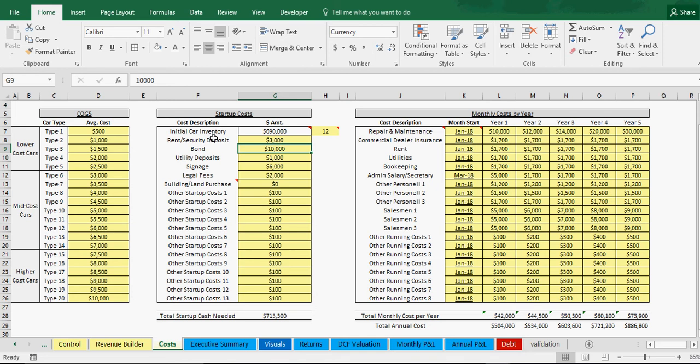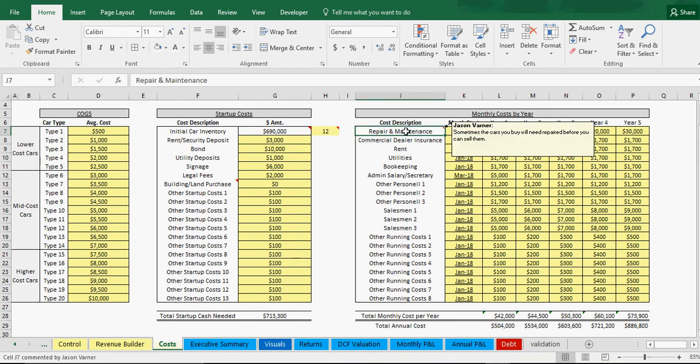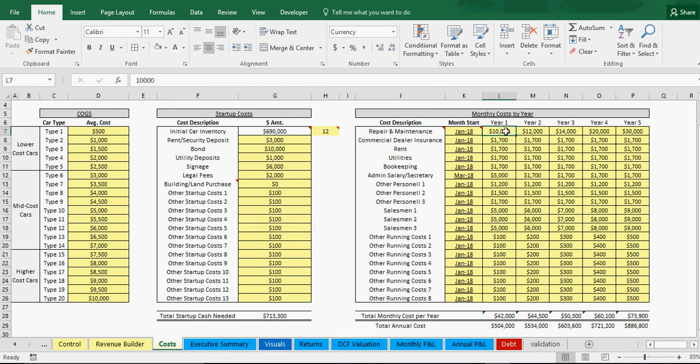So those are the startup costs. Then we have our running costs. So this is if you've got to run the thing, you've got to keep the lights on. You've got repair and maintenance. Now this repair and maintenance is actually for car repairs. So assuming you buy used cars, you might have to repair them before they can even be sold. This is the estimated amount you're spending per month to do that. So it's just a provision, just to plan out what you think you might have to spend.